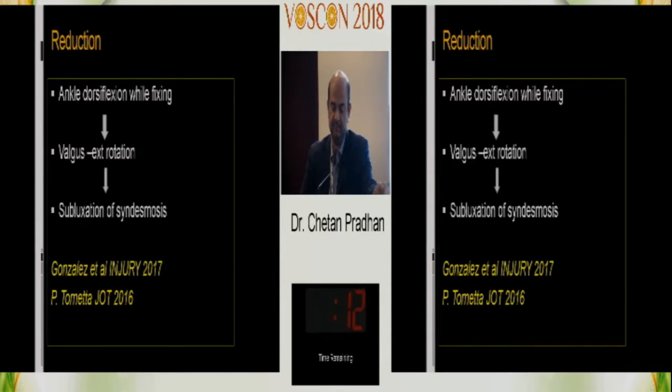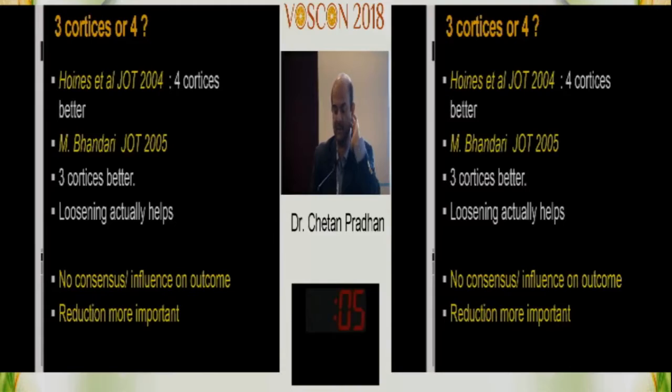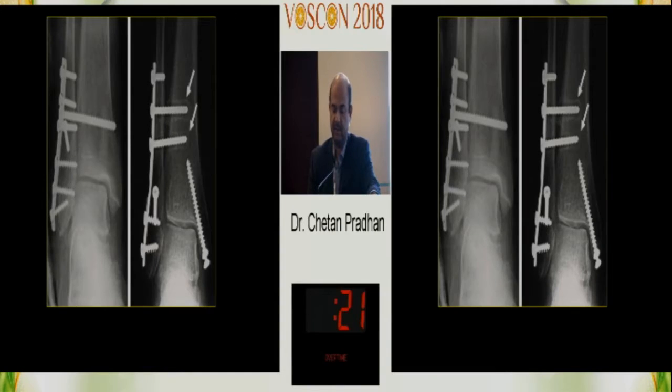This was a nice paper by Paul Tornetta, JOT 2016, later on in Injury by Gonzalez, that if you dorsiflex the ankle, in fact, you are causing valgus external rotation and subluxation of the syndesmosis. So it's not required to dorsiflex the ankle when you're fixing the syndesmosis. 2004 paper, 4 cortices are better. 2005 meta-analysis by Mohit Bhandari, 3 cortices are better. Actually, loosening of those screws which is seen will help settling down of the syndesmosis. So if this is your situation, then it actually helps settling of the syndesmosis.